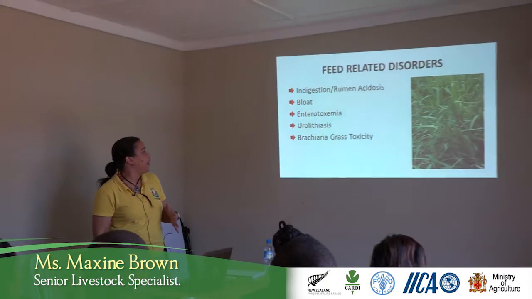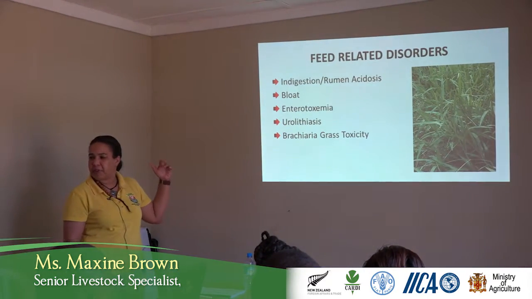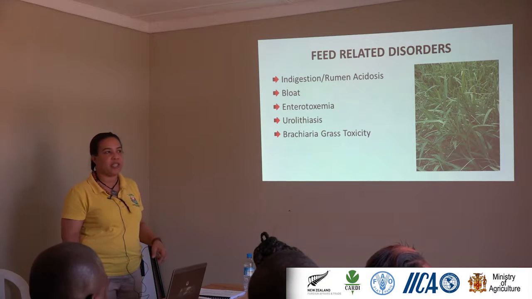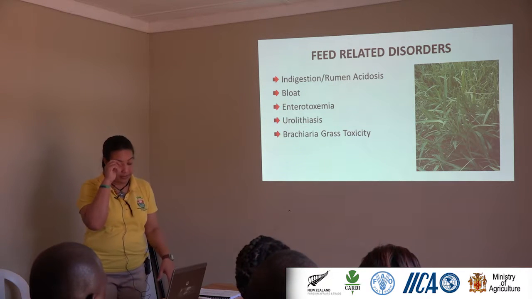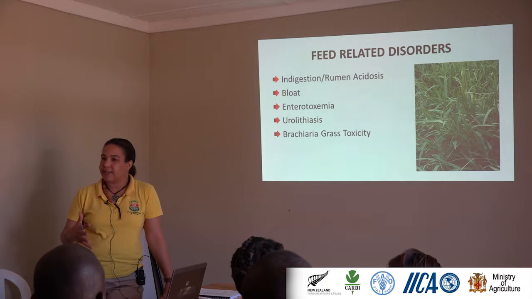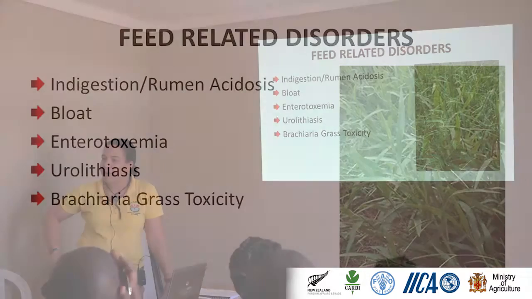We speak about some of the feed-related disorders. We had spoken about some already. We were talking about the grains, the rumen acidosis. What is the pH of the rumen? What is the ideal pH of the rumen? Should it be about pH 3, because our stomach is acidic? So we should have it acidic, about 3.